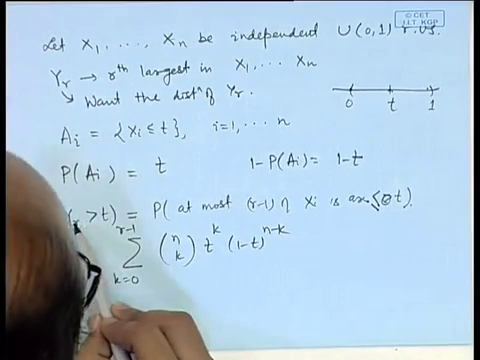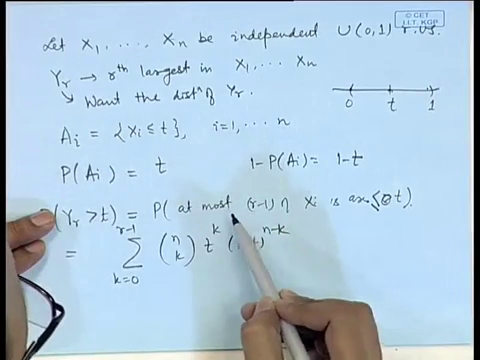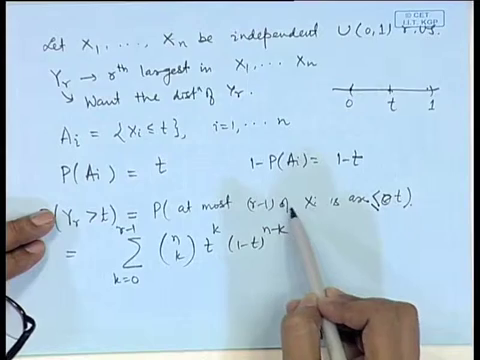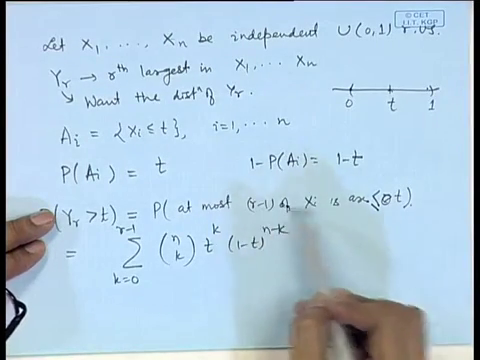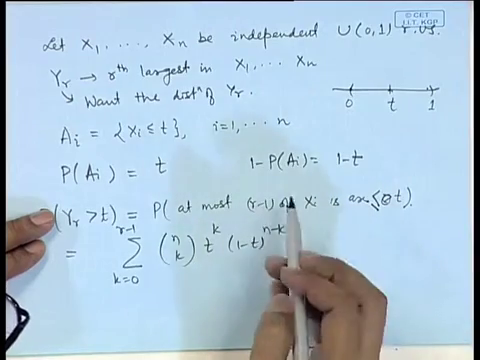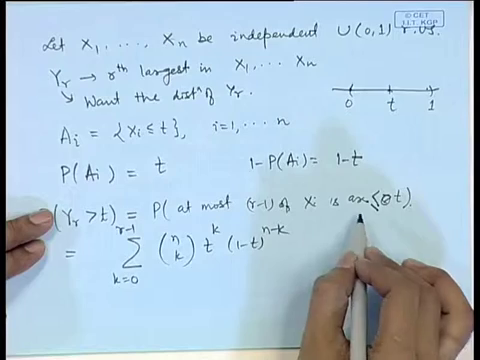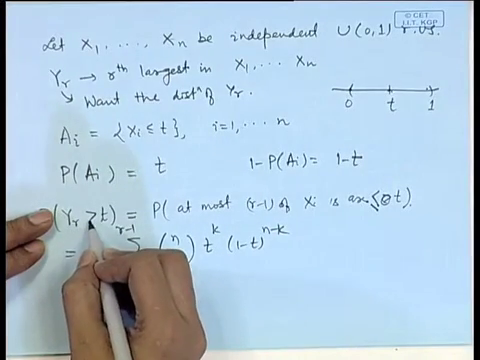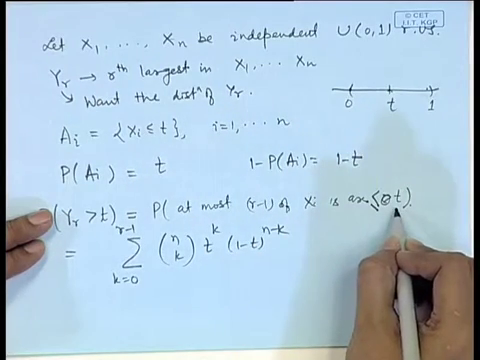So, let us analyze this. What I am saying is that if the rth largest is bigger than t, then at most r minus 1 of x i's will be less than or equal to t, because if r of them are less than or equal to t, then naturally it may happen that the rth largest will also become less than or equal to t. So, if we are saying rth largest is greater than t, then at most r minus 1 of the x i's will be less than or equal to t.